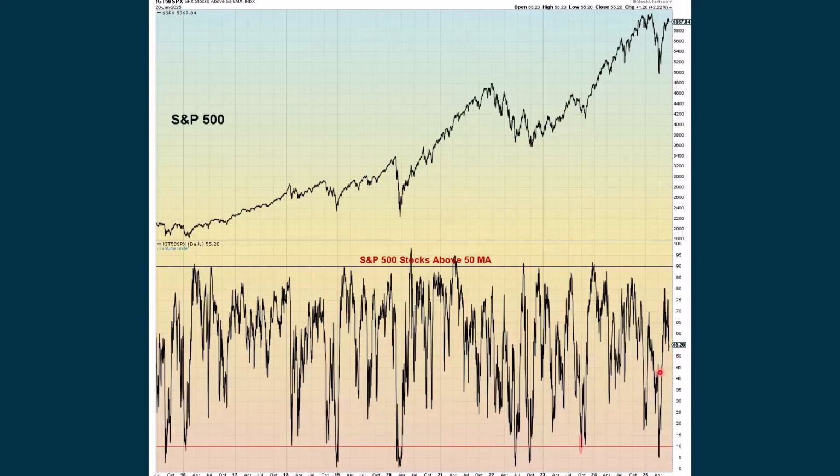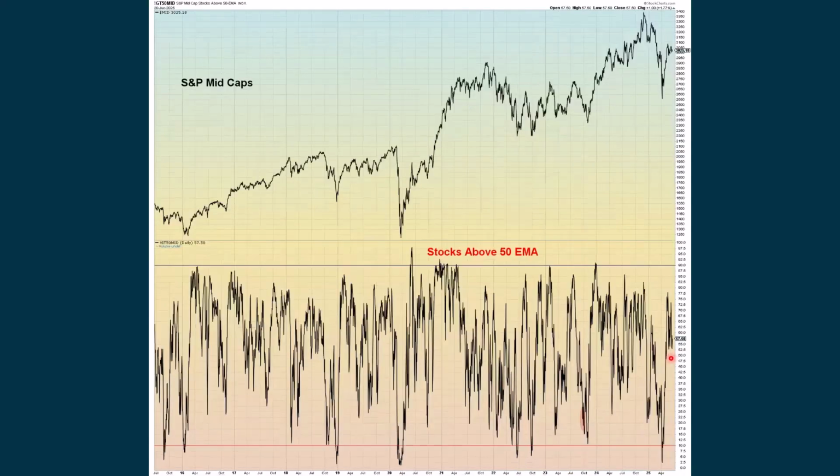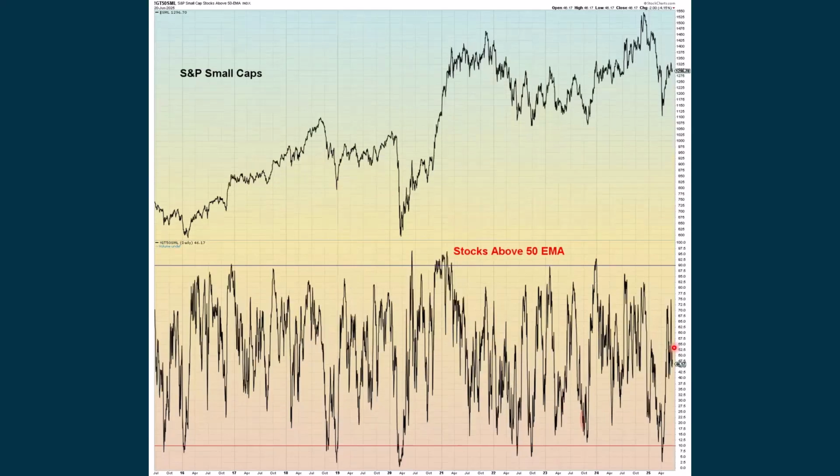And we look at those stocks in the S&P above their 50-period moving average, which has been declining, but also still above 50. Then we keep an eye on the mid caps, which are also still above 50, and small caps, which are under 50. And that's been one of the weaker areas. In fact, probably the weakest area. That and the dollar have really been disappointing so far in 2025.